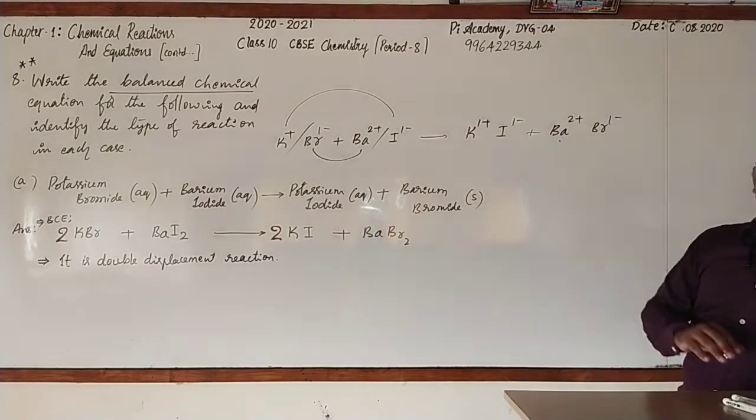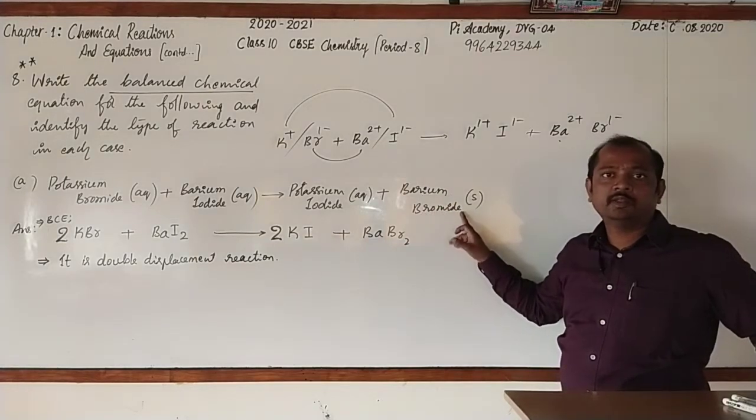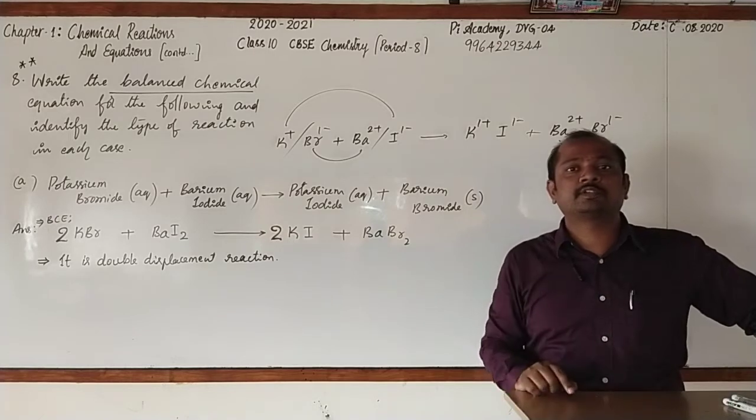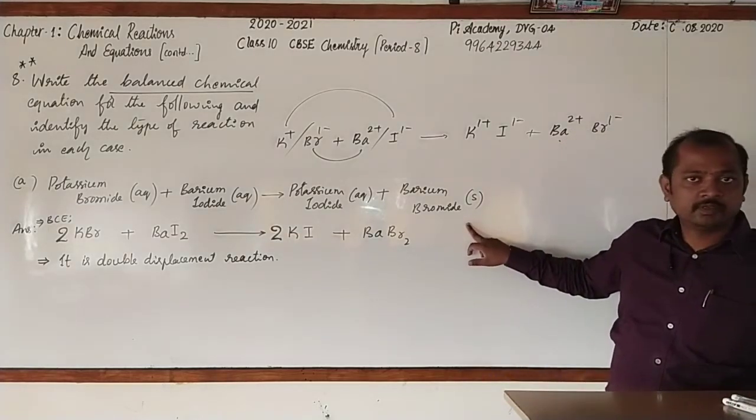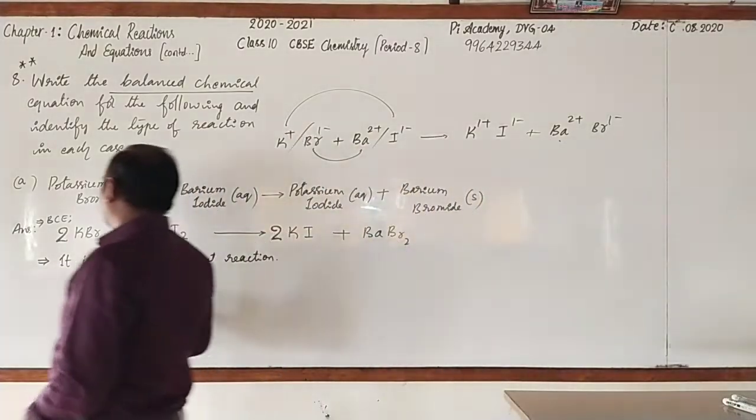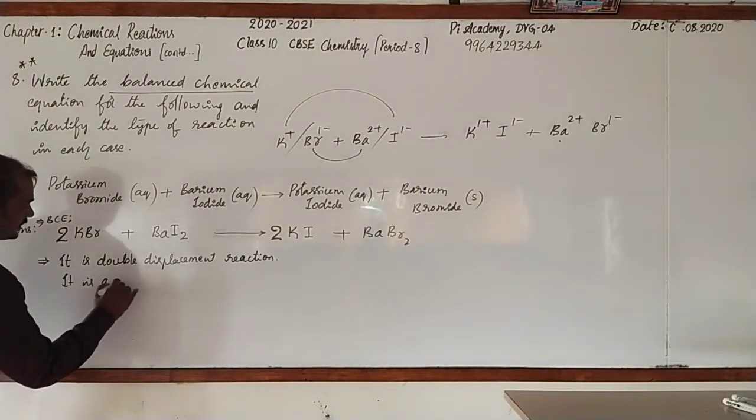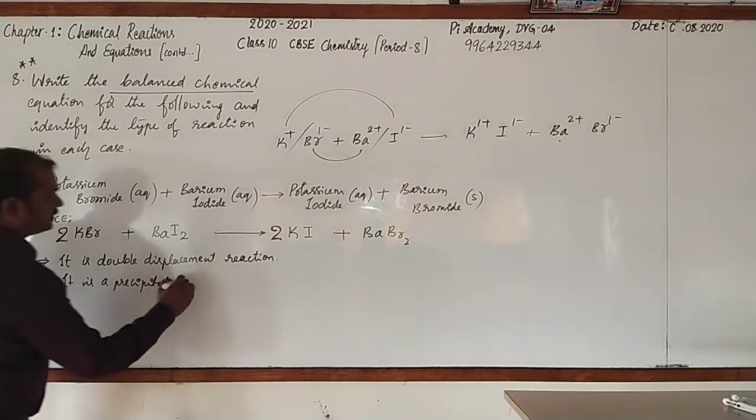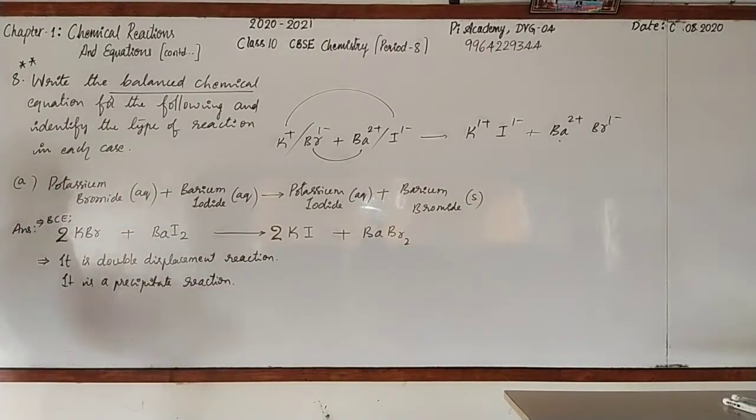So which is the precipitate? They have given it as solid, barium bromide. A precipitate is a solid which is obtained as a result of a chemical reaction and it is insoluble in the solution. Clear? So alright, it is a precipitate reaction. Hope that you have understood.